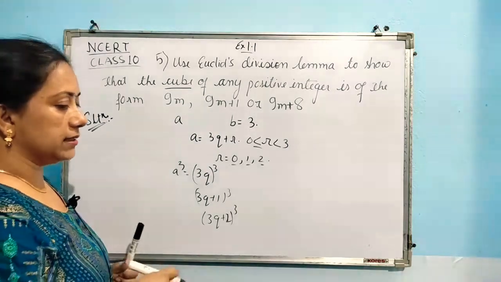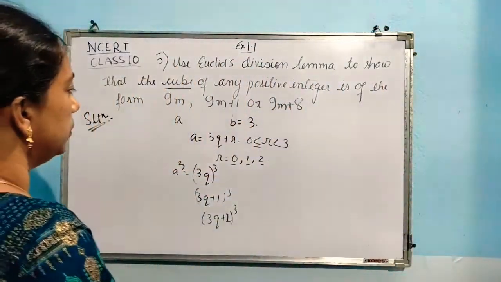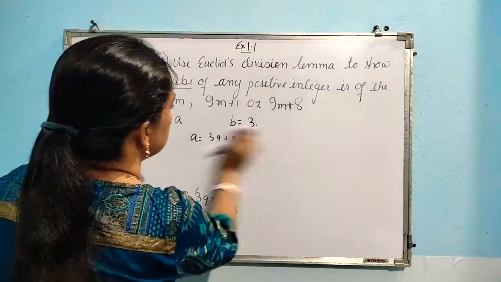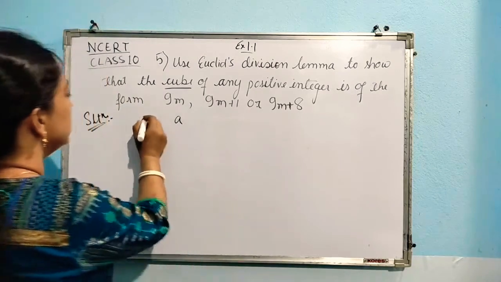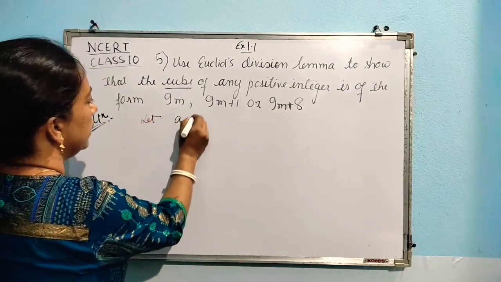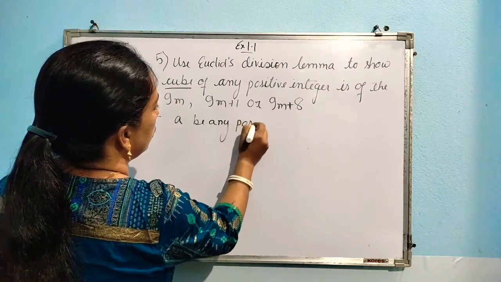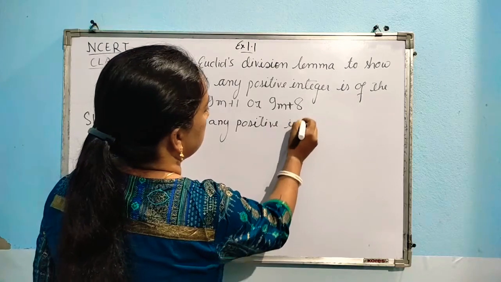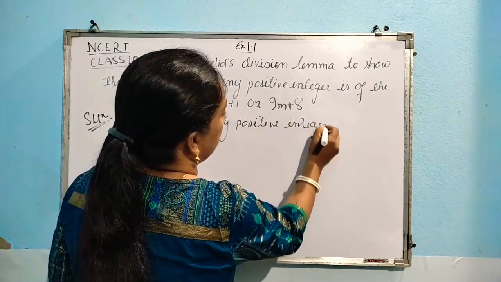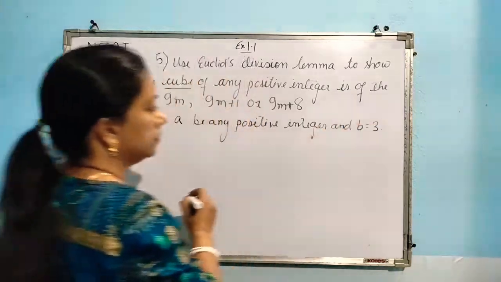Okay, so let's start with that one. So first we will take: let a be any positive integer and b is equal to 3.